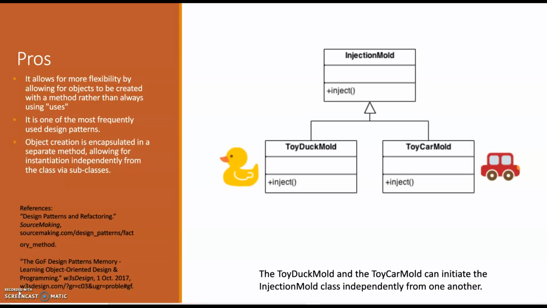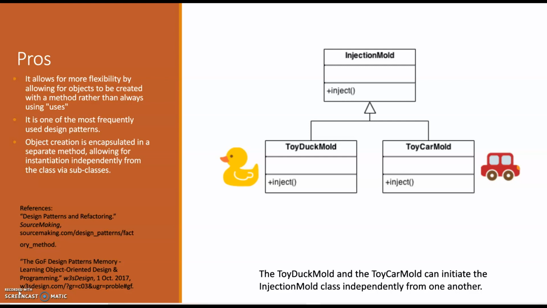Awesome. Great job at explaining the factory design pattern. Now let's talk about some of the pros of this pattern. It allows for more flexibility and allows for objects to be created with a method rather than always having to use uses. Now, for me, that's a huge thing. In my other coding classes, always having to use uses gets really annoying really quick. So, factory design pattern, it eliminates that need.